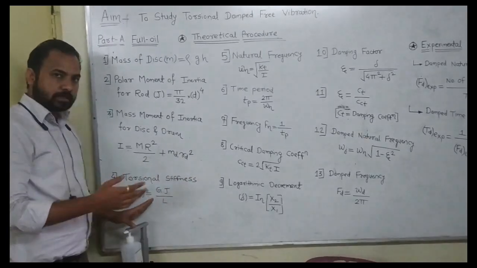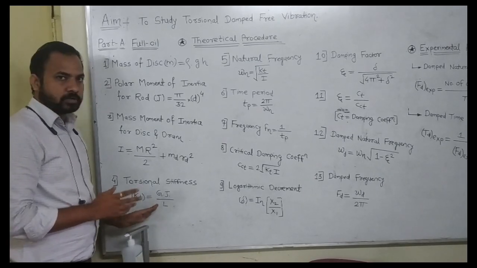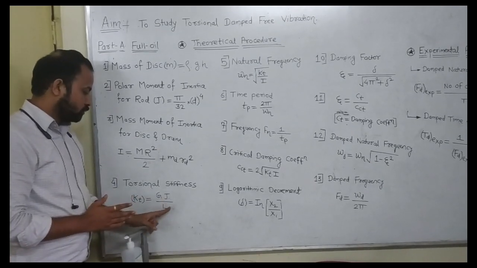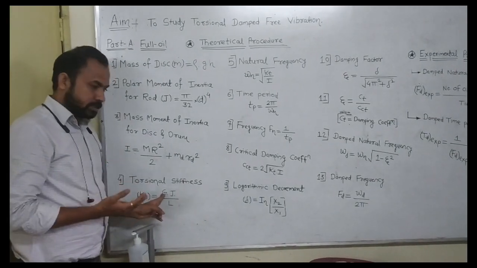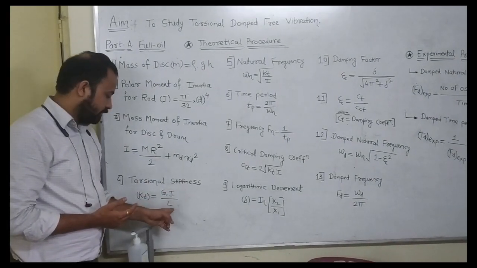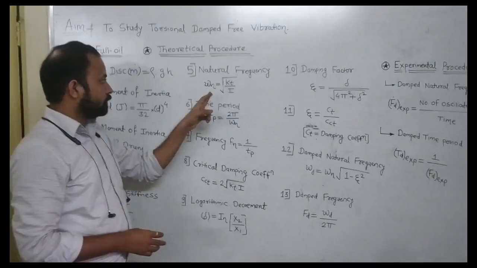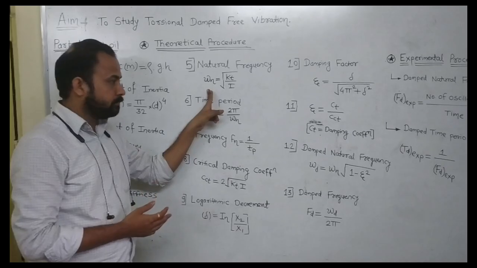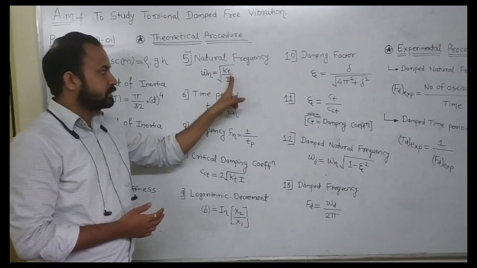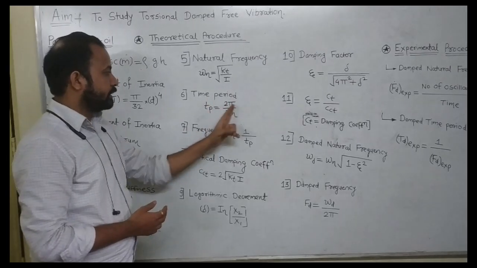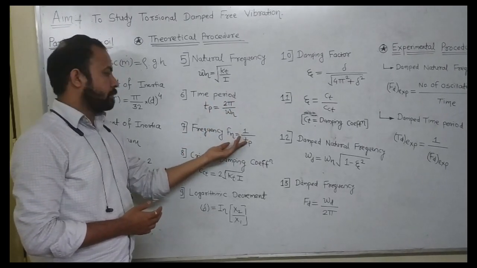The next step is to find the torsional stiffness, which can be found using the torsional equation, and the final result becomes G into J by L, where G is the modulus of rigidity, J is the polar moment of inertia, and L is the length of the entire shaft. Then the natural frequency can be calculated using the basic formula we have seen several times: omega n equals root of Kt by I, where Kt is the torsional stiffness and I is the mass moment of inertia. Time period is 2 pi upon omega n, and frequency is the inverse of the time period.